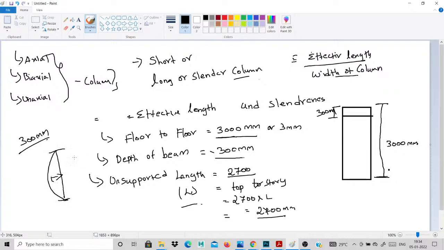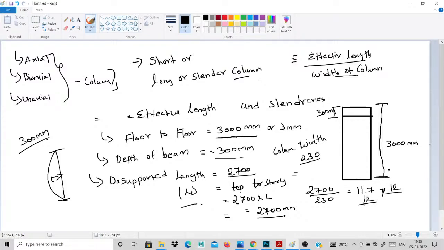A long column will buckle, and a short column will crush. Then how do we calculate whether it is a short or long column? The effective length is 2700 divided by the column depth, the column width based on my wall thickness. I simply provided 230. So 2700 divided by 230 is 11.7. I take it as 12. A value up to 12 goes for short column.